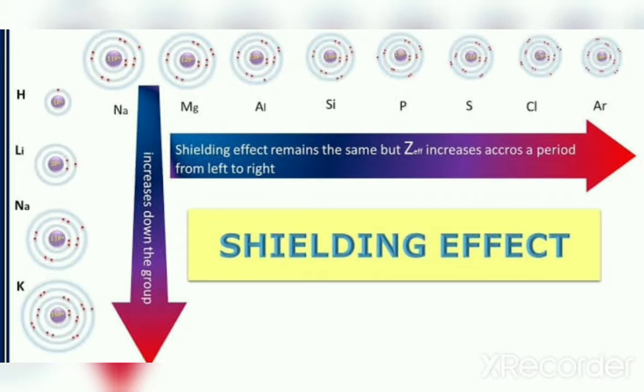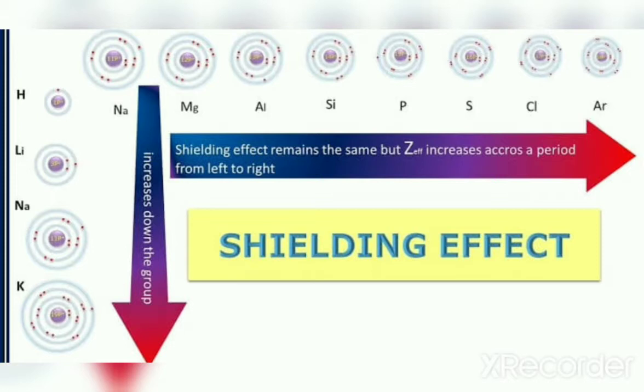Now, as we move down the group, we have to know which of the two factors, effective nuclear charge and shielding effect, dominates or outweighs. It is found that shielding effect outweighs the effective nuclear charge.